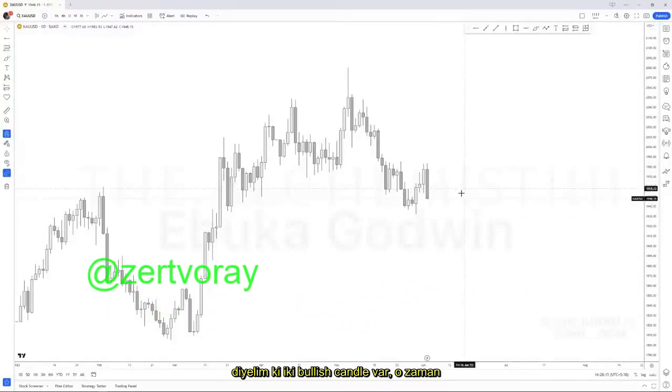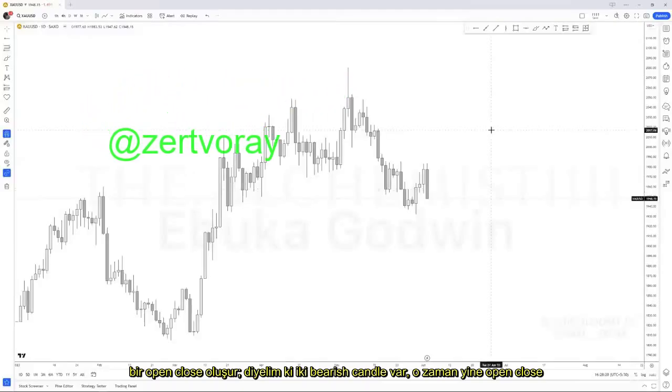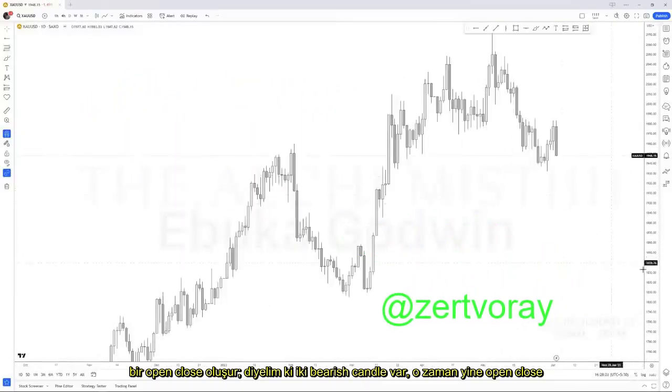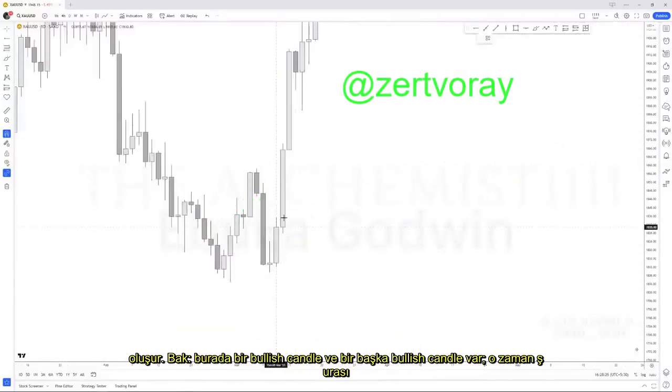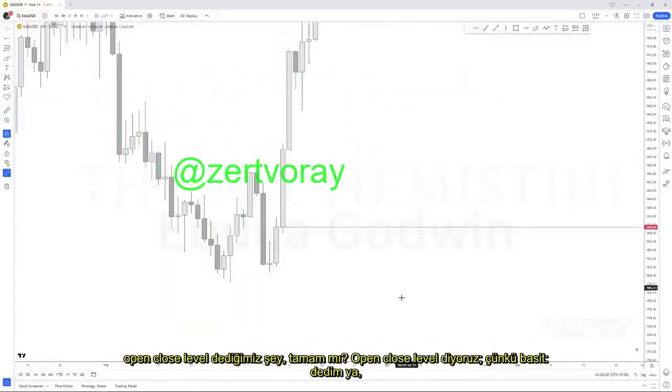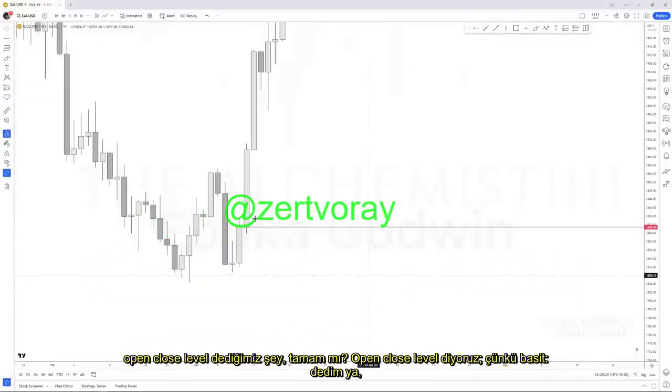Let's say we have two bullish candles, then an open close is made. Let's say we have two bearish candles, then once again an open close is made. See, what is this? First bullish candle and another bullish candle. So this right here is what we call the open close level. We call it an open close level because we're simple.